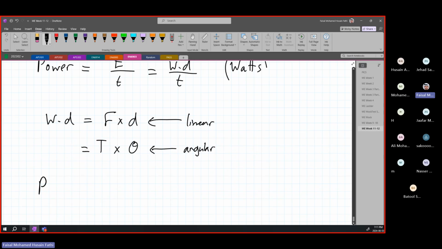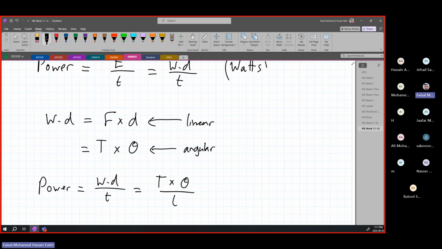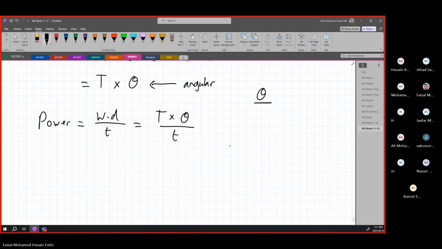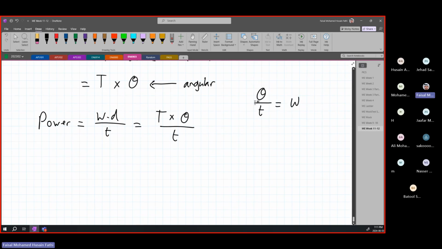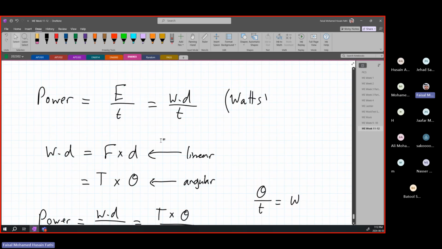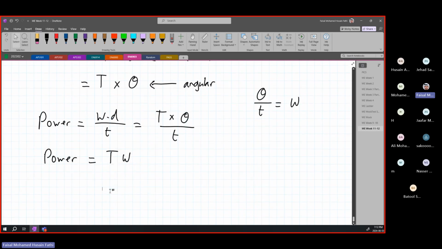So remember, power is equal to work done over time. In angular form, it is going to be the torque times theta over time. Theta over time is equal to omega, the change of displacement over change of time, which is the angular velocity. So we can say that power is equal to the torque times omega. Again, the derivation is not important. What you need to know is power is the torque times the angular velocity.